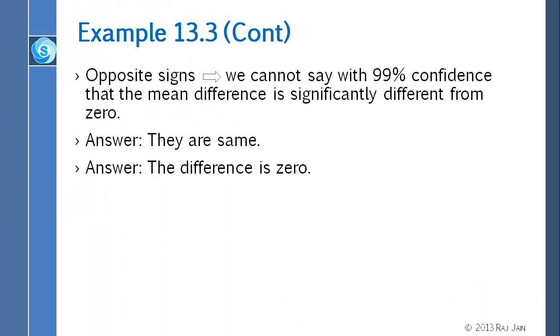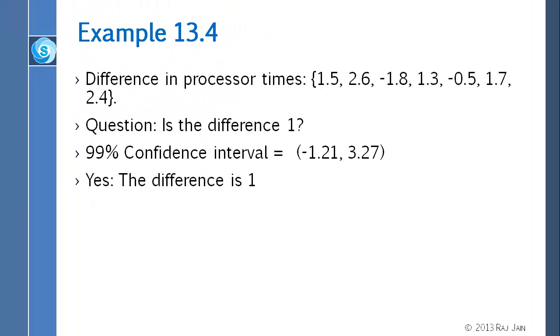Opposite signs means that we cannot say with 99% confidence that the difference is significantly different from 0, and therefore they are the same, and that the difference is 0. Okay, either one you can say at that confidence level. So now you are making probabilistic statements. Okay, so now here's the thing.